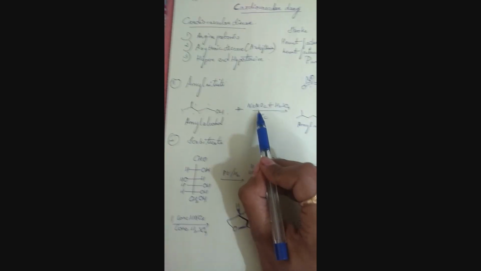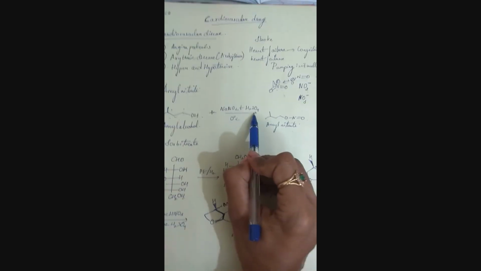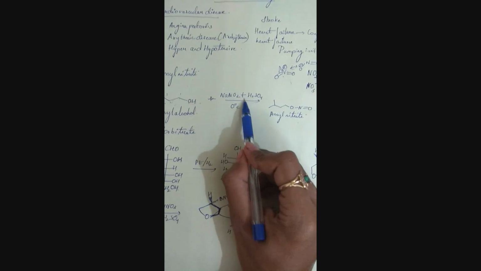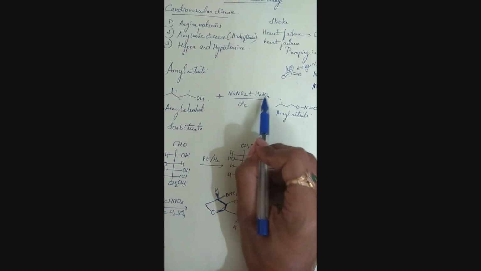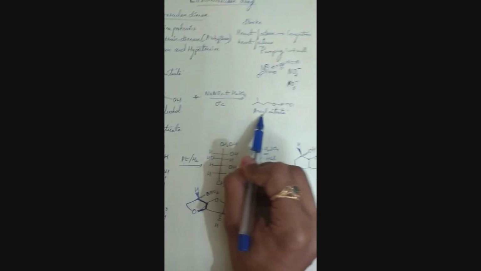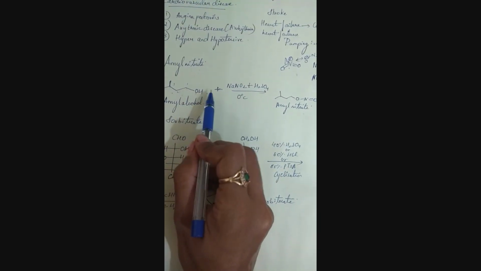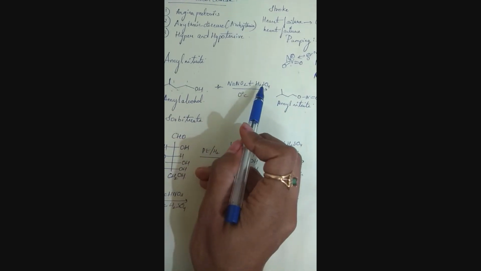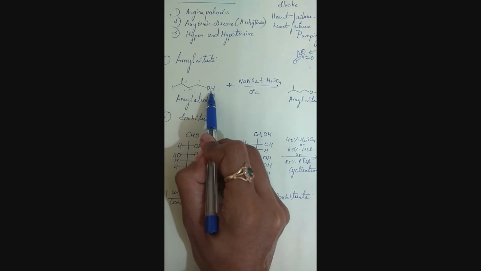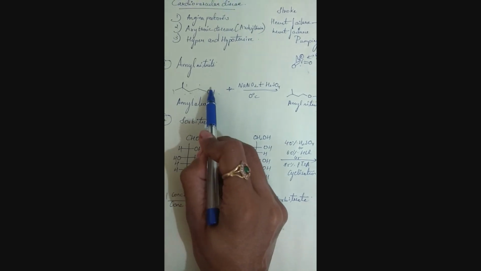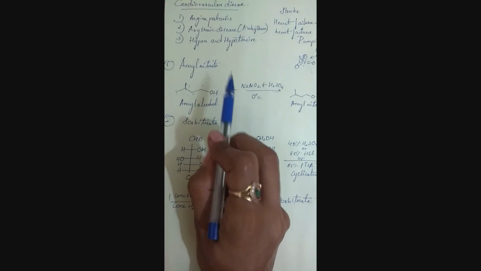When it's treated with sodium nitrite, we need a nitrite group, and H2SO4. This is acid catalyzed. So we use the acid catalyst and we get amyl nitrite. It's a simple substitution reaction in which the OH is protonated. It becomes OH2 plus, an oxonium ion. So this OH2 plus is a good leaving group.